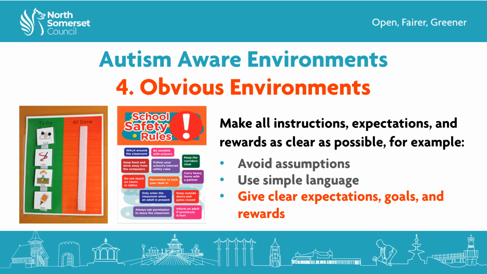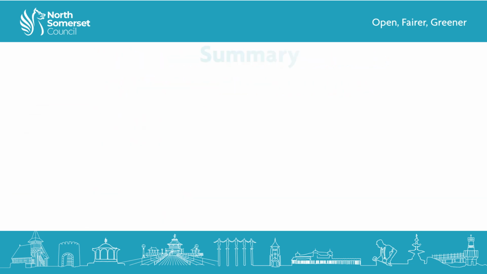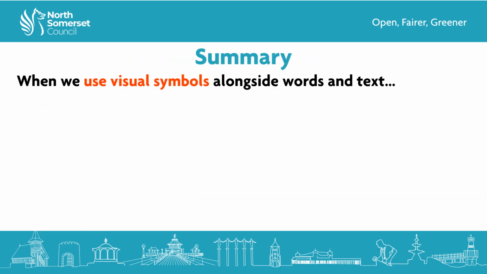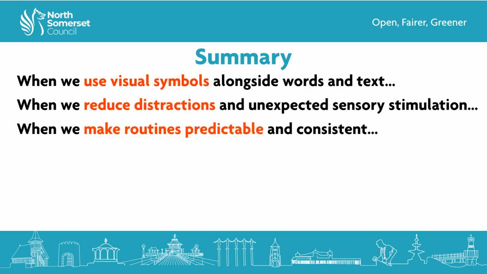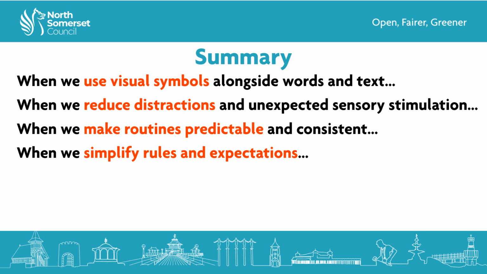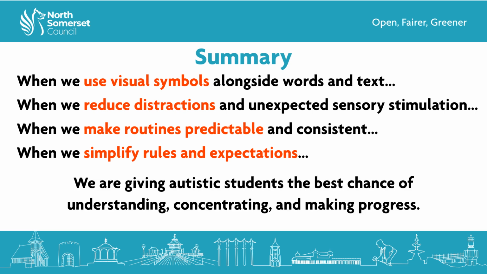So, let's summarize by saying that when we use visual symbols alongside words and text, when we reduce distractions and unexpected sensory stimulation, when we make routines as predictable as possible, and when we make rules and expectations easy to understand, we are giving autistic students the best possible chance to understand, concentrate, and make progress in our secondary schools and post-16 settings.